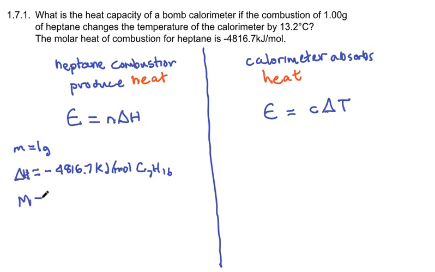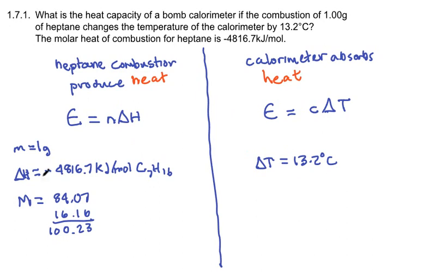The molar mass, which we're also going to need, would be 7 carbons is 84.07. 16 hydrogens is 16.16. 3 carry 1, 2, 4 plus 6 is 10 carry 1. 100.23 should be our molar mass for heptane. Over on this side, we know that the temperature change was 13.2 degrees. We're trying to find C, and we don't know the total energy yet. So not a lot we can do on the calorimeter side, but we should be able to do something here.